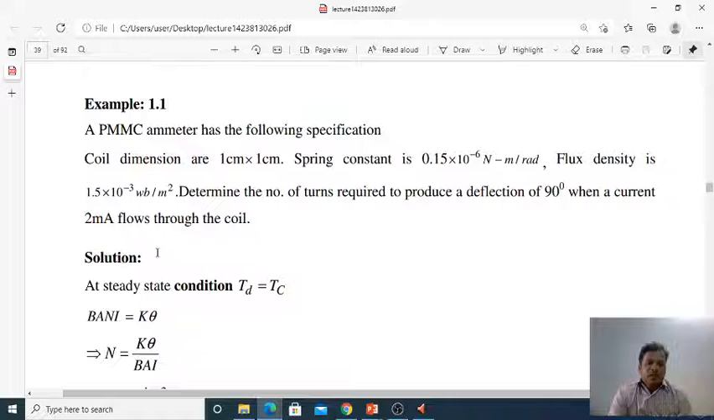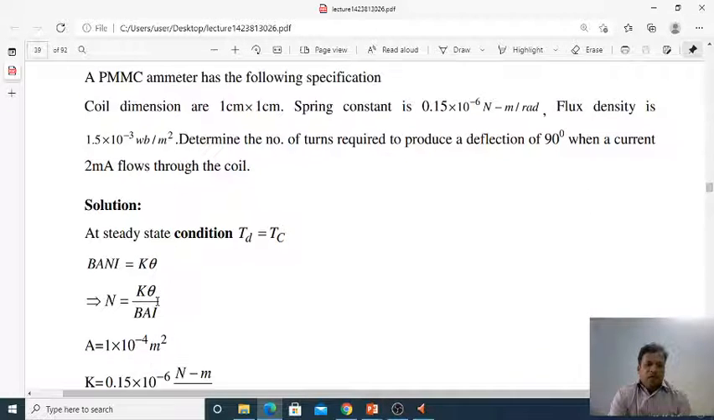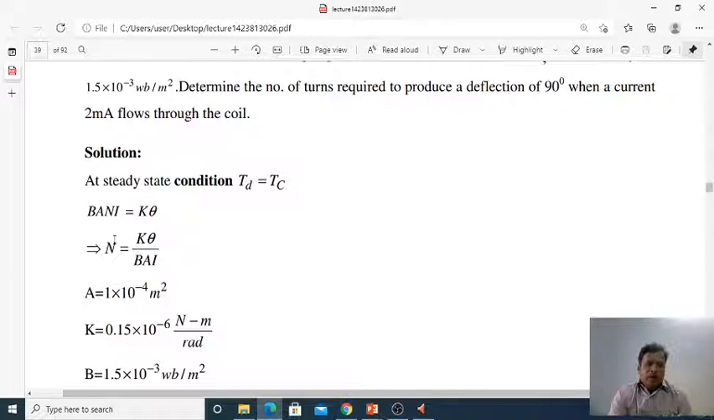For this, we have to first understand the condition he has given: TD is equal to TC. At steady state condition, deflecting torque is equal to controlling torque. From the previous derivations we have TD is equal to BANI and TC is equal to K theta. Therefore BANI is equal to K theta, so N is equal to K theta by BAI.